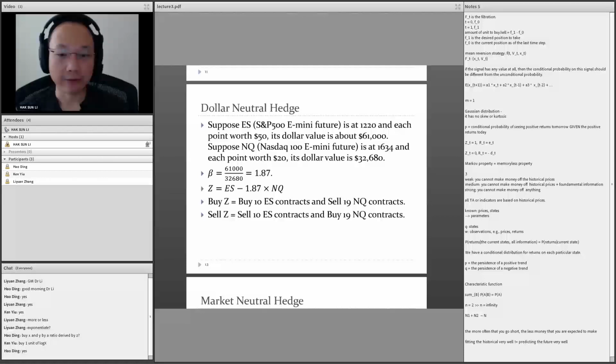So the idea is if we first sell, say, 1.87 contracts. Of course we can't sell 1.87 contracts, but we can round it to the nearest integer. So let's say we sell 19 contracts of NQ, and we get cash, and then we can use it to buy 10-year contracts, which are worth exactly the same amount of money. So you can construct this basket out of thin air. You pay nothing, but you enter into a position, and this is the dollar neutral hedge. You choose beta so that you don't have to pay any cash upfront to enter the position.